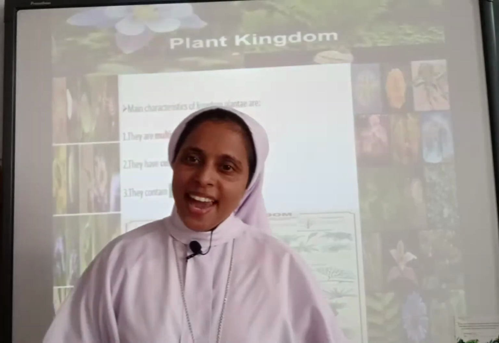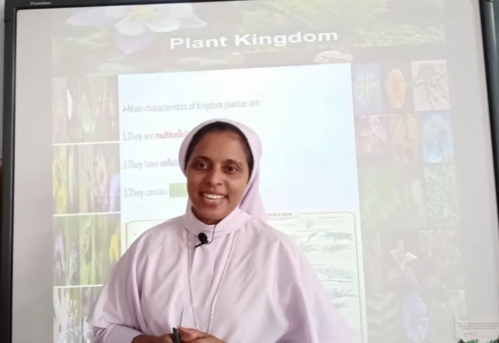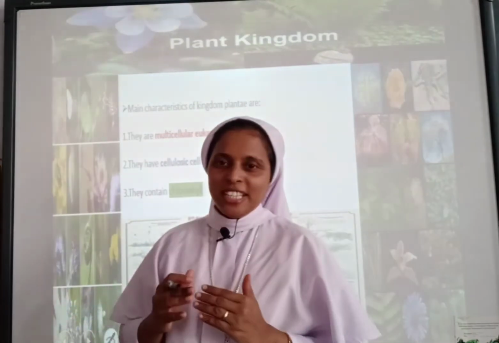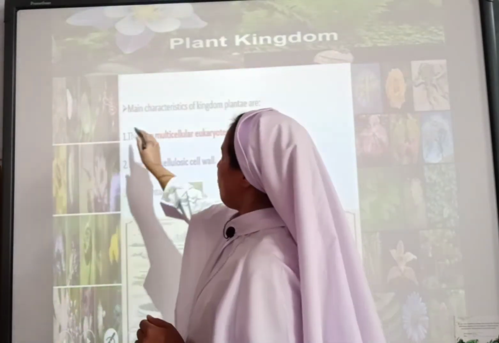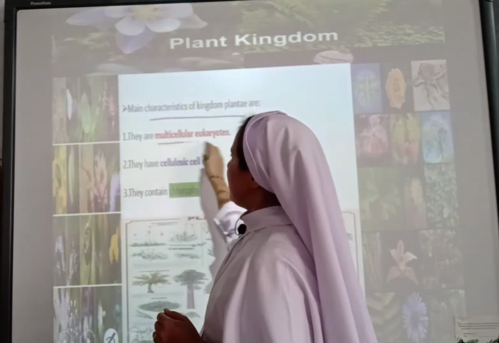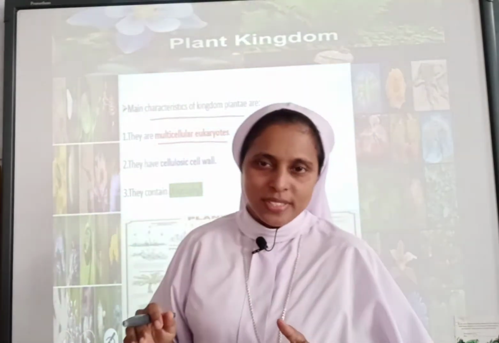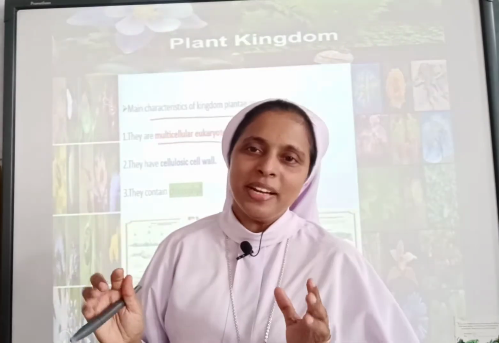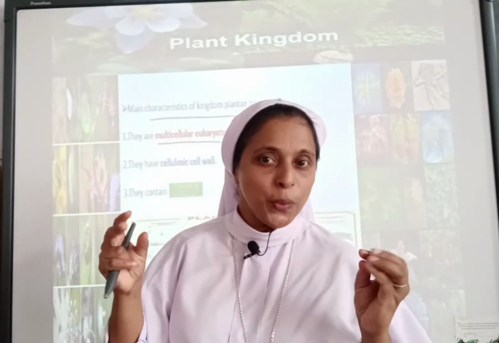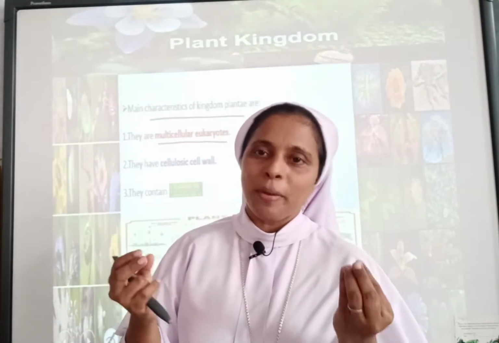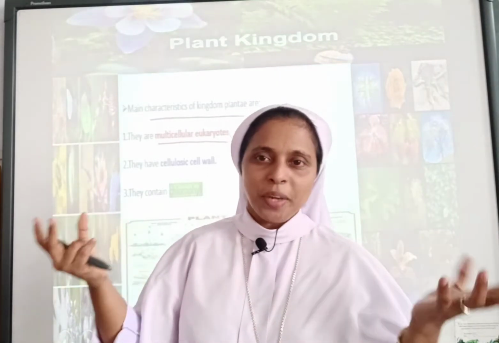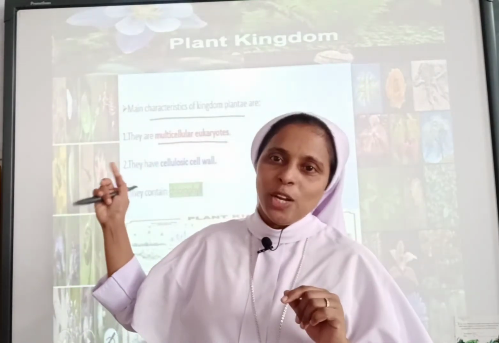Coming to the main characteristic features of kingdom Plantae. First point, they are multicellular eukaryotes. They are multicellular, in the sense many cells. Unicellular means single cell, and multicellular means that which consists of many cells. So they are multicellular eukaryotes.